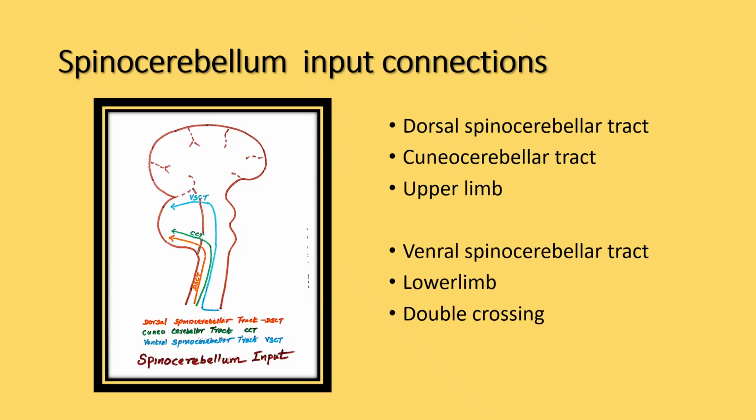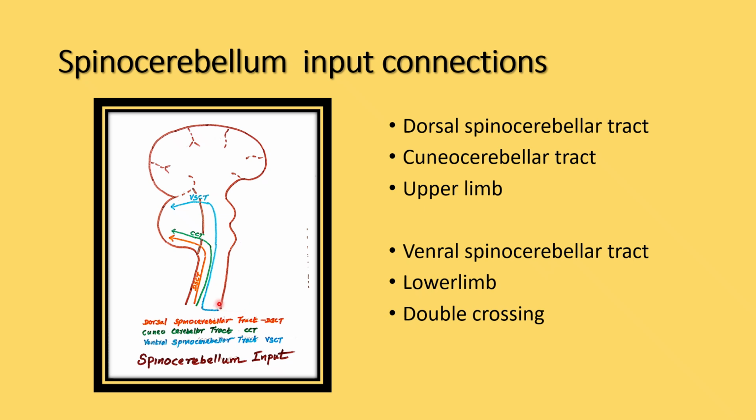The spinocerebellum inputs come from the dorsal spinocerebellar tract and the craniocerebellar tract from the upper limb. It enters the cerebellum through the inferior cerebellar peduncle as mossy fibers. The ventral spinocerebellar tract carries the information from the lower limb.